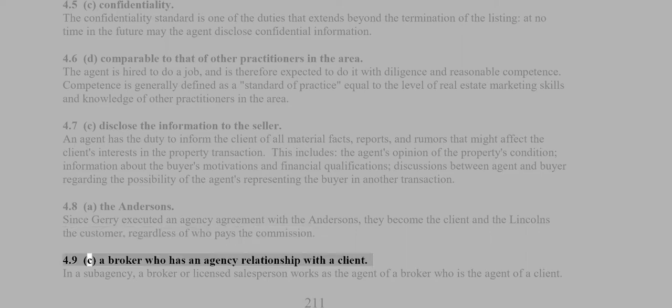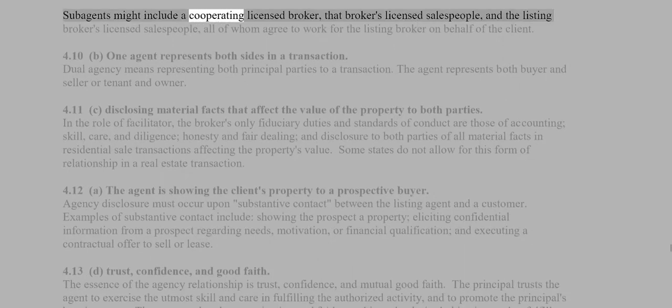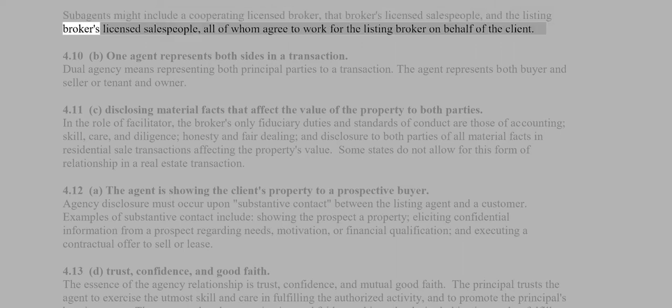4.9 c. A broker who has an agency relationship with a client. In a subagency, a broker or licensed salesperson works as the agent of a broker who is the agent of a client. Subagents might include a cooperating licensed broker, that broker's licensed salespeople, and the listing broker's licensed salespeople, all of whom agree to work for the listing broker on behalf of the client.